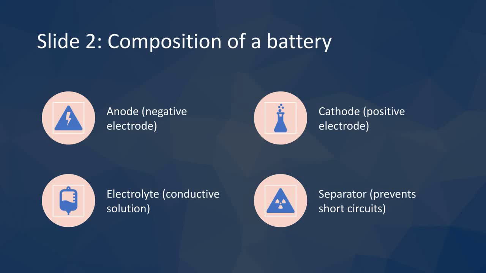Lastly, the separator is a crucial component that prevents short circuits between the anode and cathode. It is usually made of a porous material that allows ions to pass through while preventing the anode and cathode from coming into contact. Understanding the composition of a battery is essential in understanding how batteries work. In the next slide, we will discuss the role of the anode.